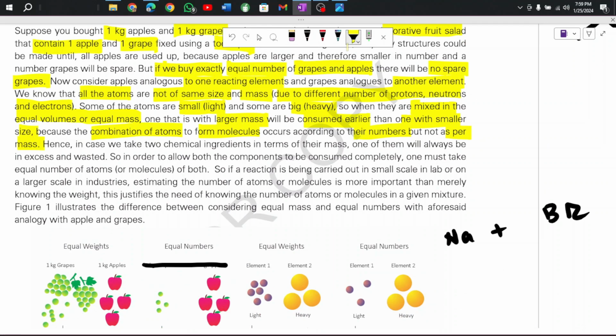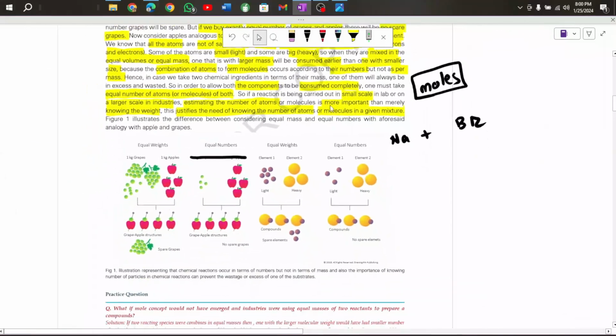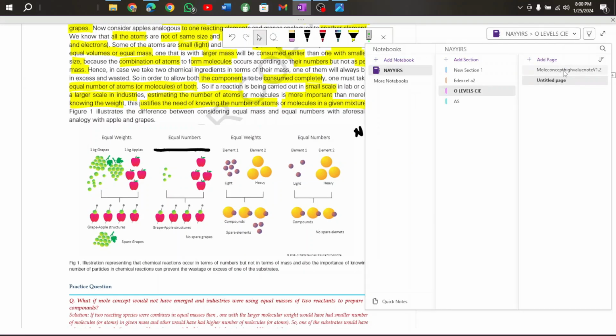So in order to allow both components to be consumed completely, one must take equal number of atoms or molecules of both. If a reaction is carried out in a small scale in a lab or a large scale in industries, estimating the number of atoms or molecules is more important than merely knowing the weight. This justifies the need of knowing the number of atoms or molecules in a given mixture, and hence that's why we need to know the concept of moles. We need to know how many moles of each reactant we are taking. ঠিক আছে? So that's the why portion of our video.